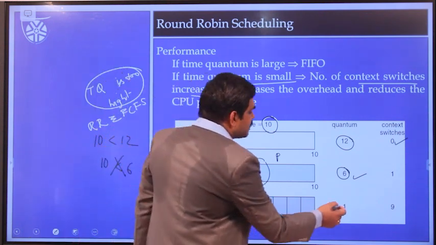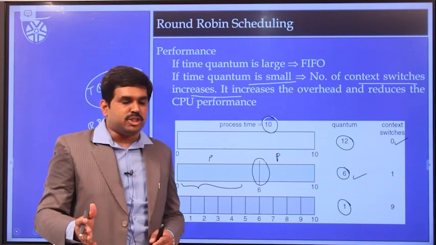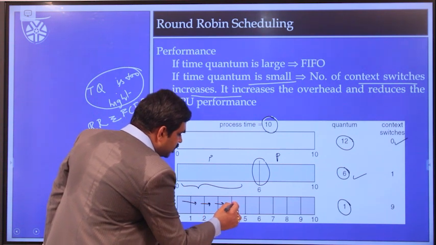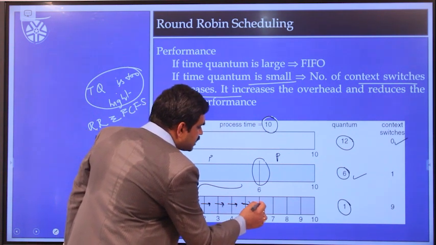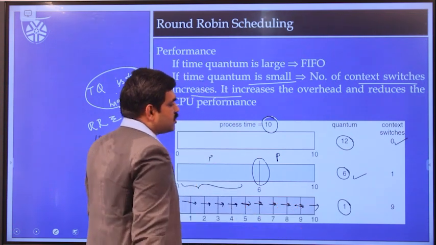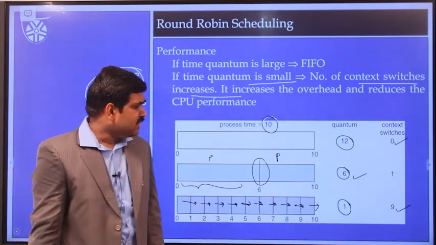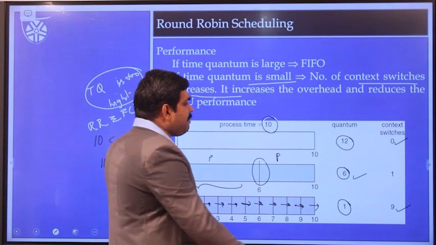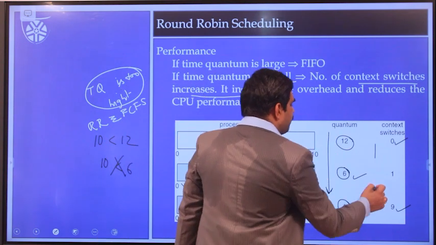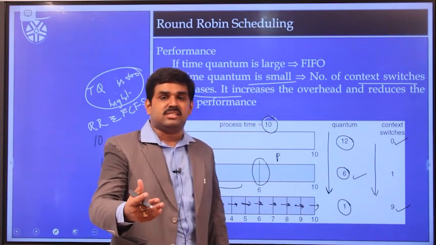But when the time slice has been changed to only 1 second, means for every 1 second there is a transition. Likewise, the CPU has been switched from one process to another process 9 times. So the number of context switches will be 9 in this scenario. So what is the general observation? If the time quantum is reduced, the number of context switches is getting increased.